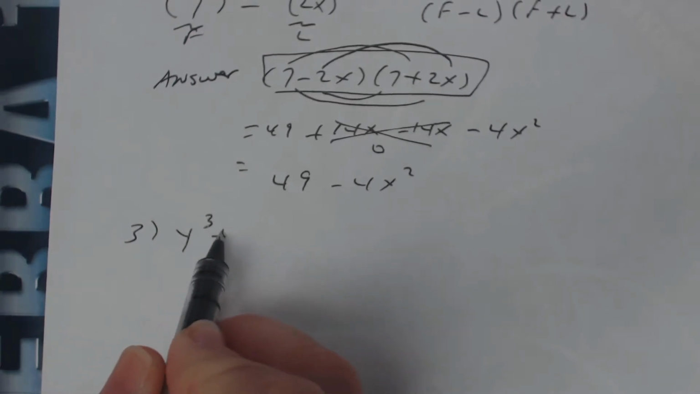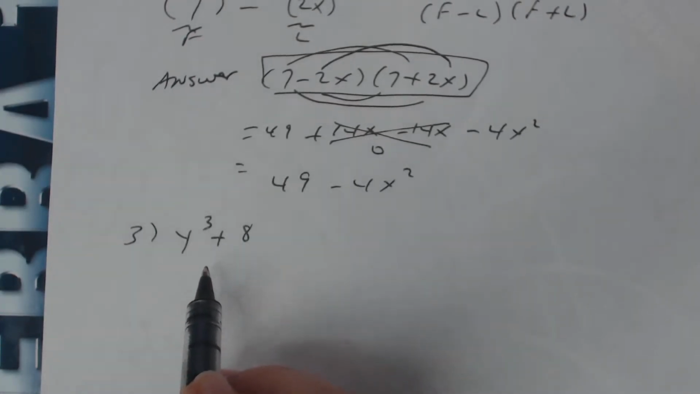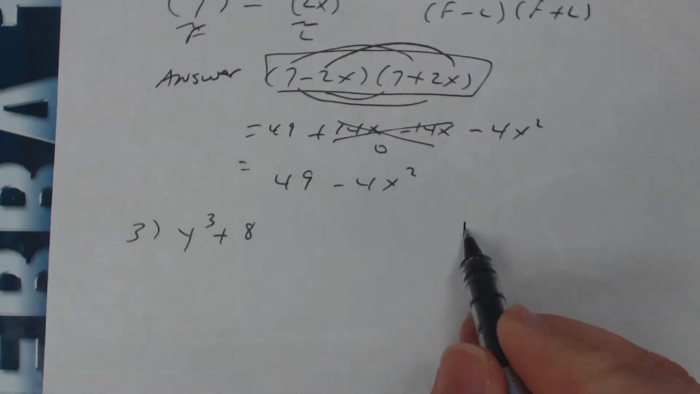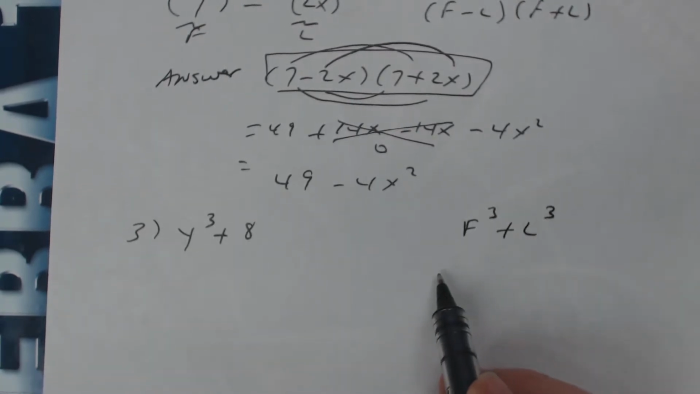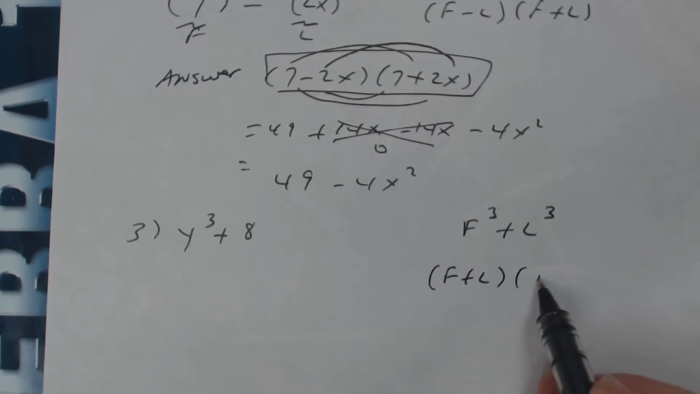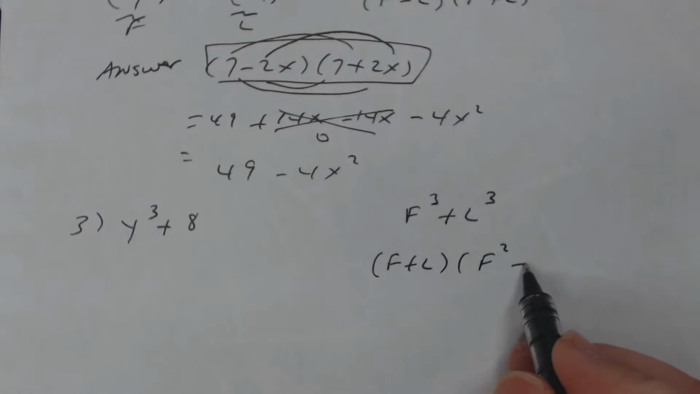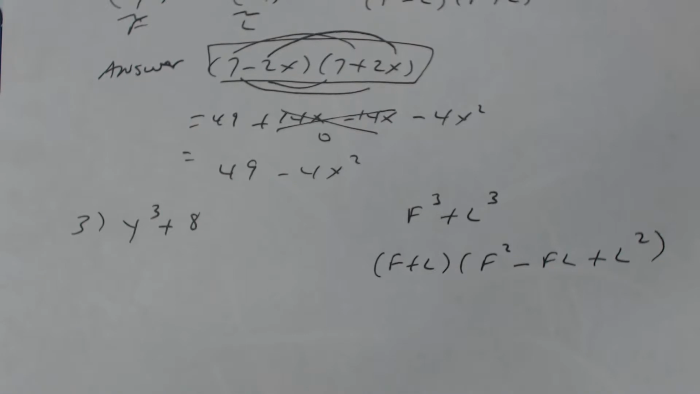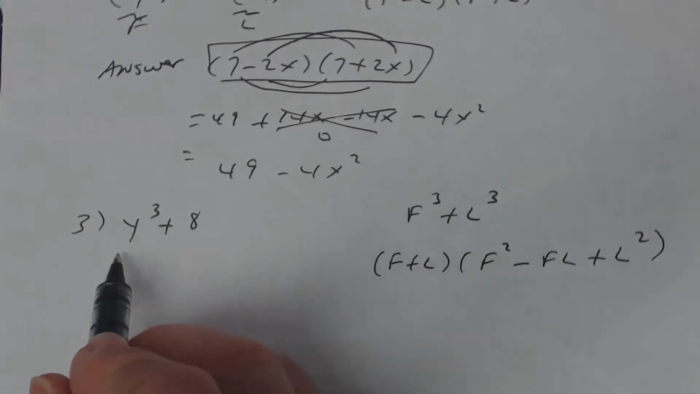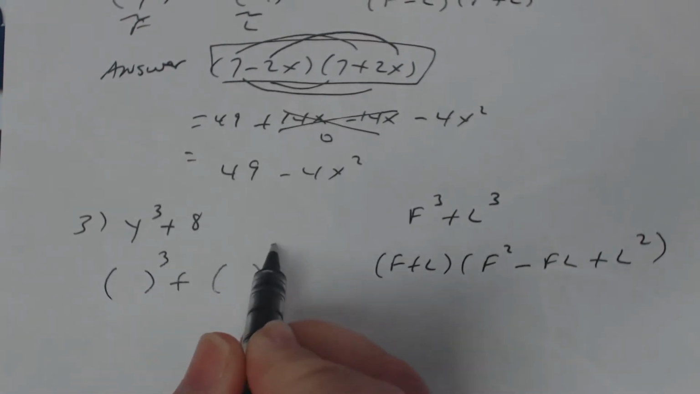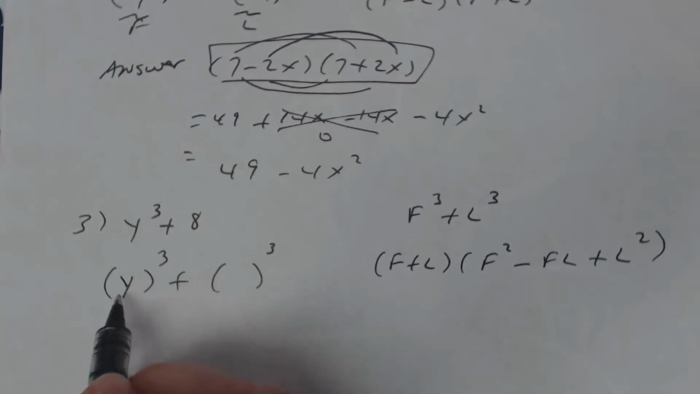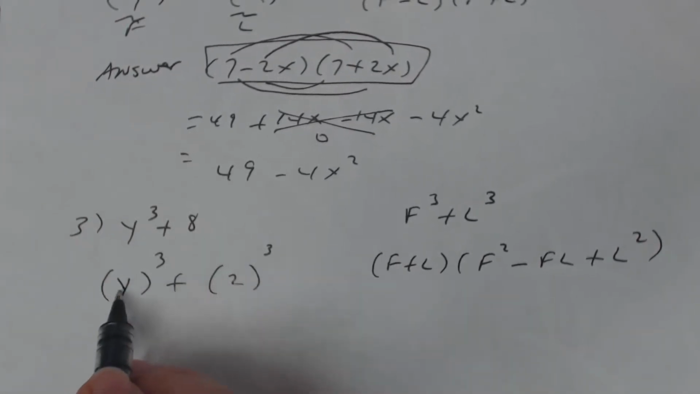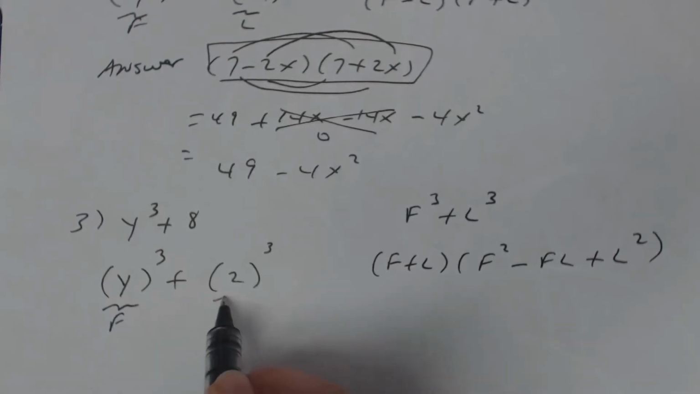Okay, number 3, you have y cubed plus 8. So this is the sum of two cubes. Now remember the formula for the sum of two cubes: f cubed plus l cubed is f plus l times f squared minus fl plus l squared. So here, let's see what goes inside the parentheses. This will be y, this will be 2, because 2 cubed is 8, and y cubed is y cubed. So here's your f, here's your l.